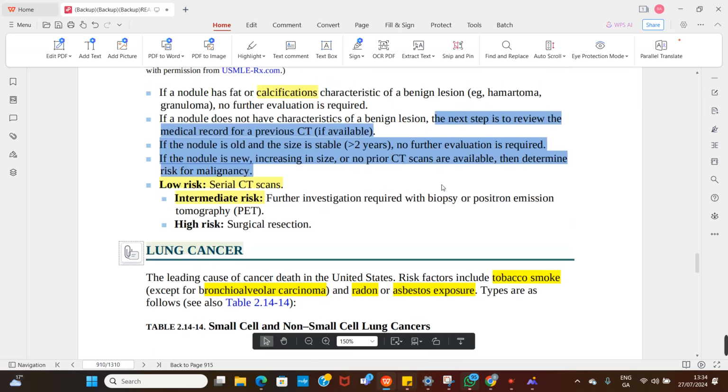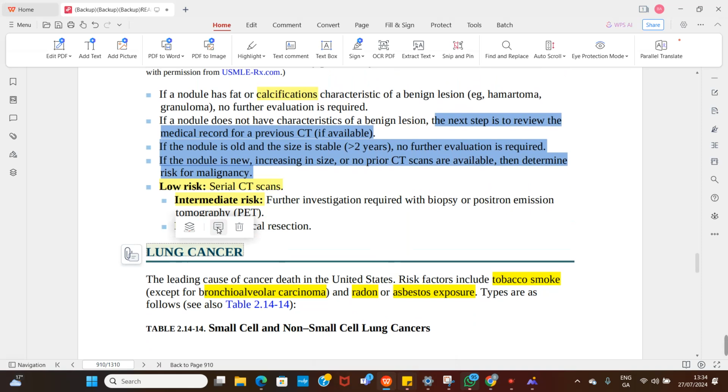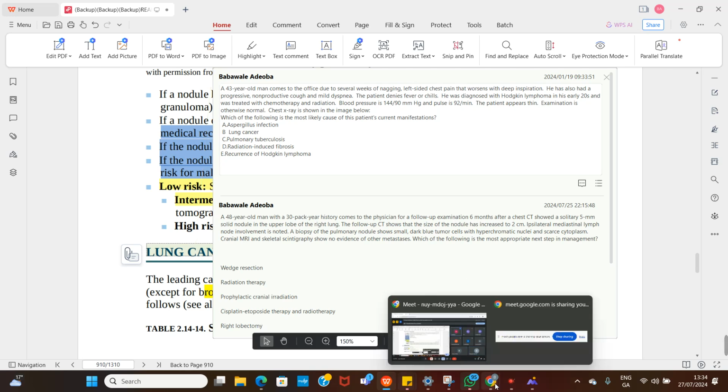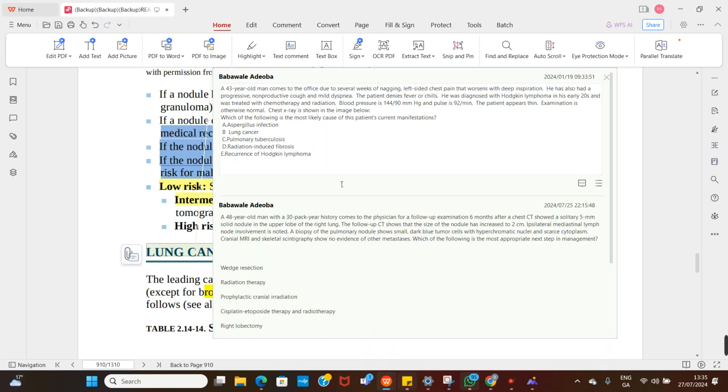So that's that about lung cancer. Let me see if I have another question. A 48-year-old man with 30 pack year history comes to the physician. You're not serious, I really didn't answer the question for the last one. We already said it's lung cancer, right? And you biopsy using your CT, your fine needle aspiration, your CT guidance.